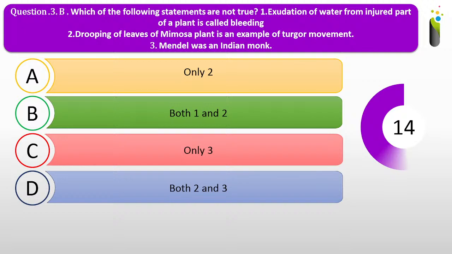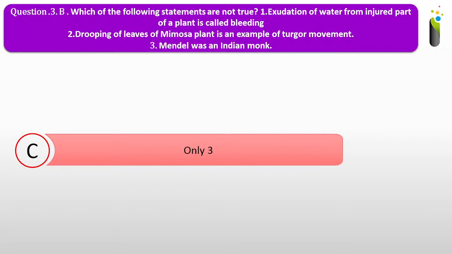So what is the correct answer for question number 3B? So the wrong statement is only 3. So your answer is going to be C. Yes, Anshleen, you're correct. He was an Austrian monk. Okay, it's Austrian and not Australian.